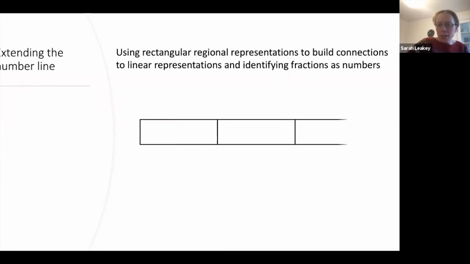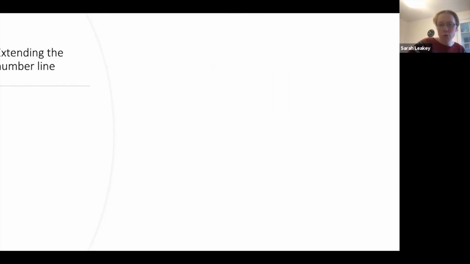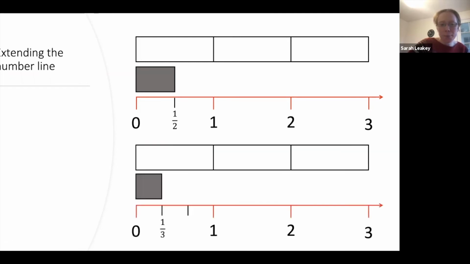So we already looked at creating this number line with whole numbers. And then after this experience with unit fractions, we want to be placing that onto our number line as well. If I understand where 1 goes, and this is what 1/2 looks like, where does that fit on the number line? So that pupils are starting to identify these fractions as numbers.